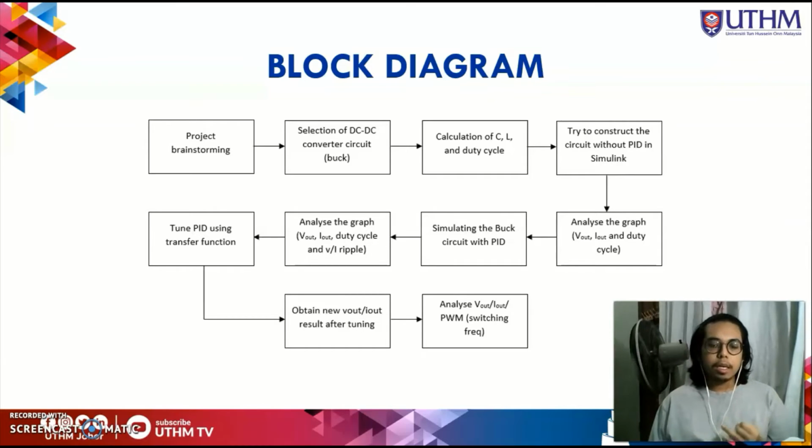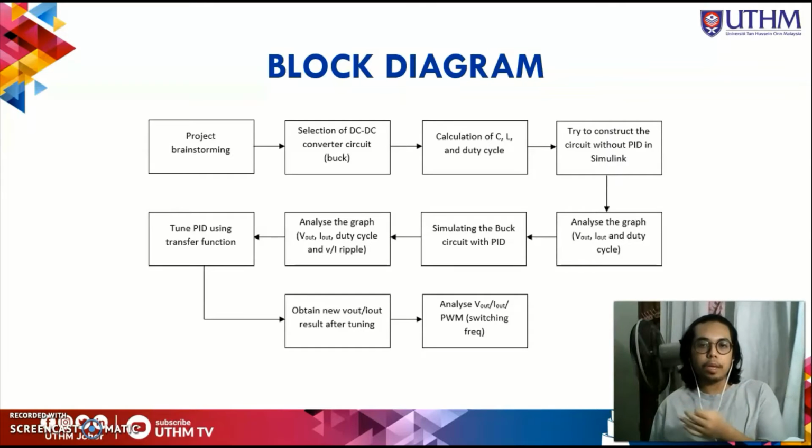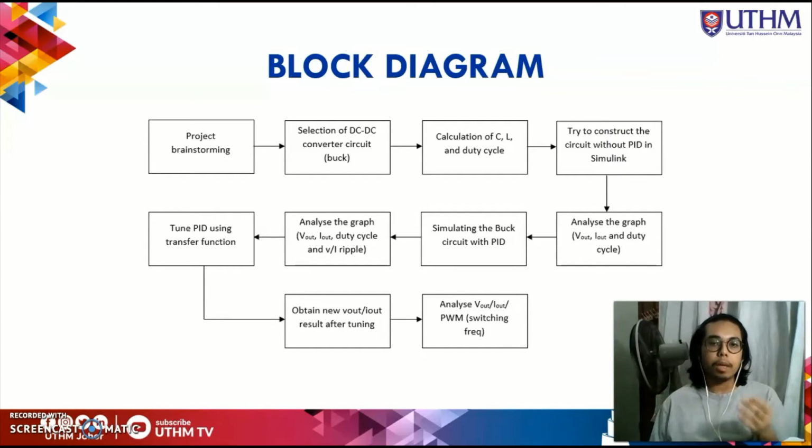duty cycle. So after that, we want to compare the circuit when the circuit has the PID or does not have the PID, to see which has the best result. So after that, we try to simulate the buck circuit with PID, and then we analyze the graph, which is the V out, I out, duty cycle, and voltage and current ripple.